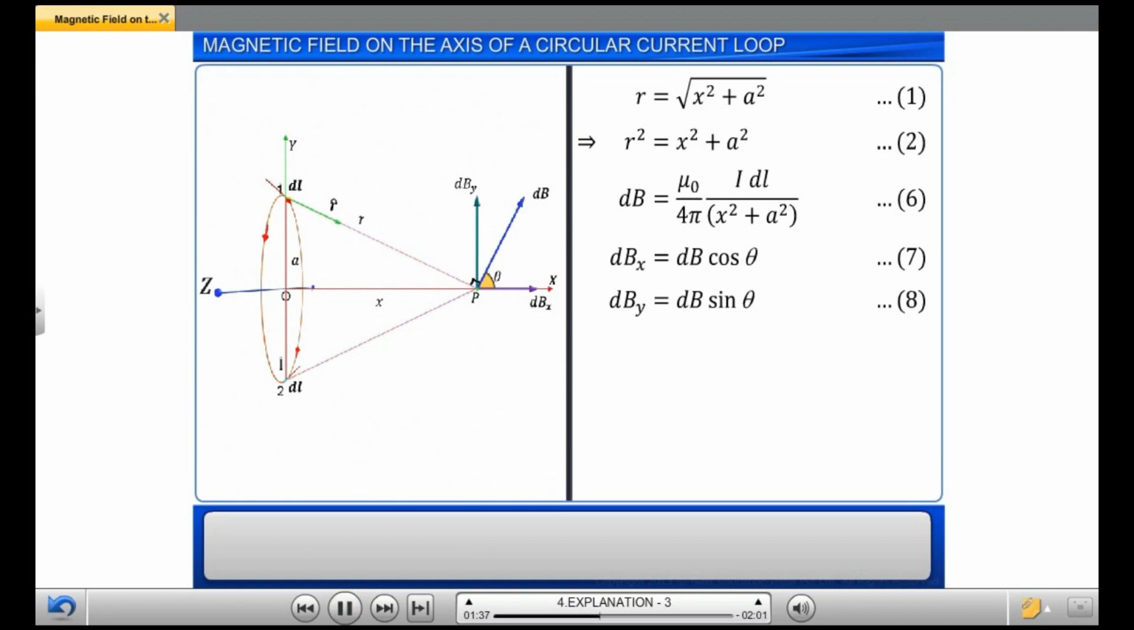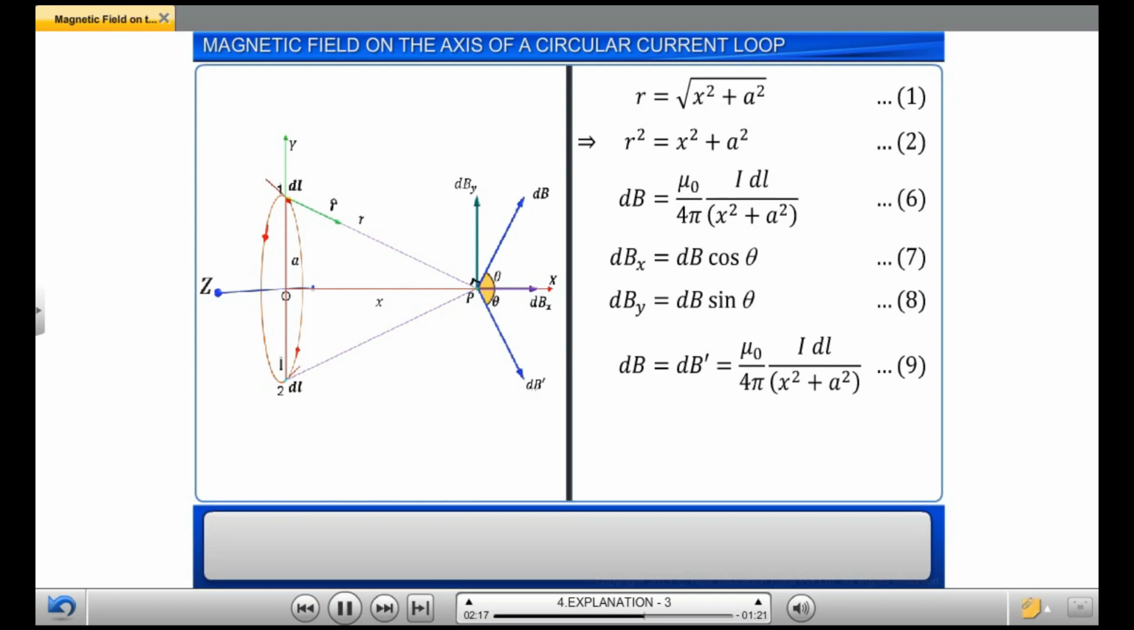Thus, the magnitude of the magnetic induction at point P due to the element at position 2 is the same as that due to the element at position 1. Let this be dB dash. Thus, dB is equal to dB dash. Let this be equation 9. The direction of dB dash is such that it makes an angle theta with the x-axis. This is due to the symmetry of the circular loop.